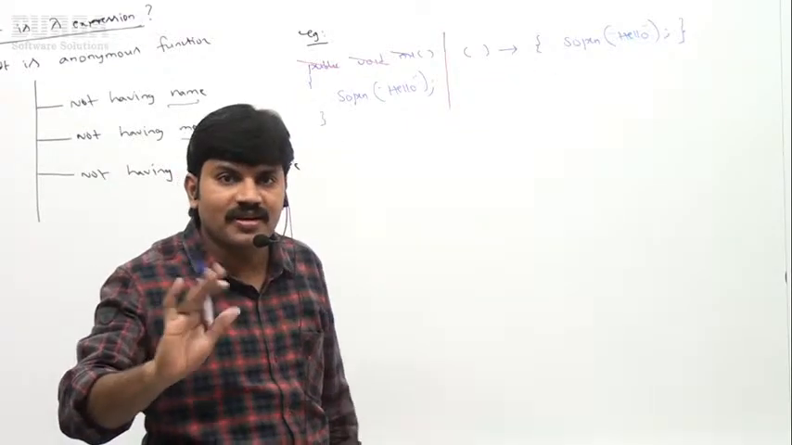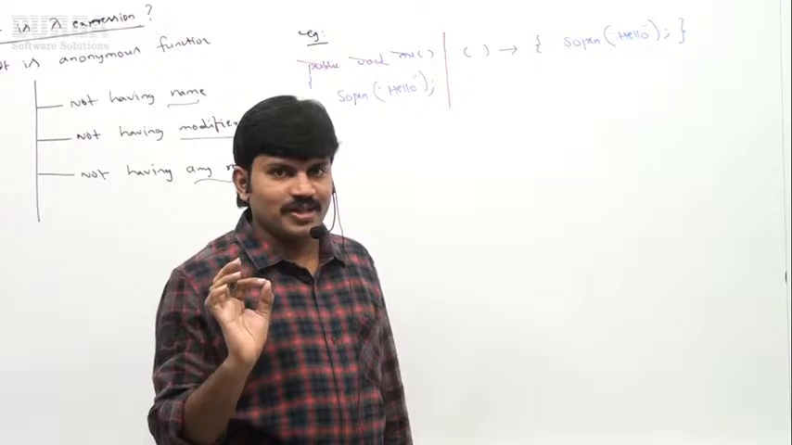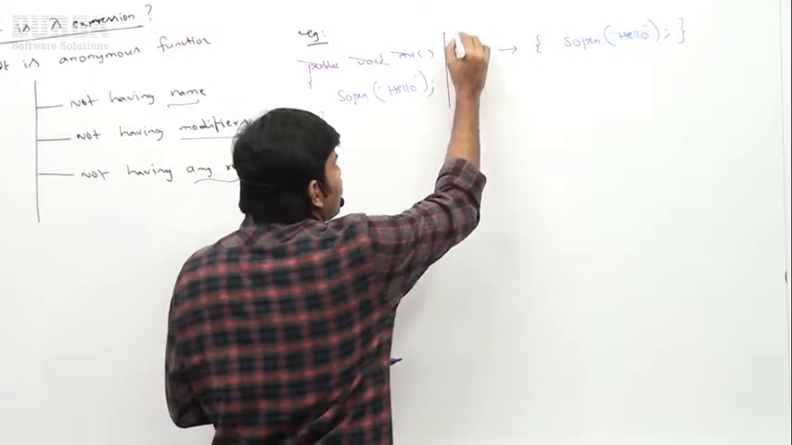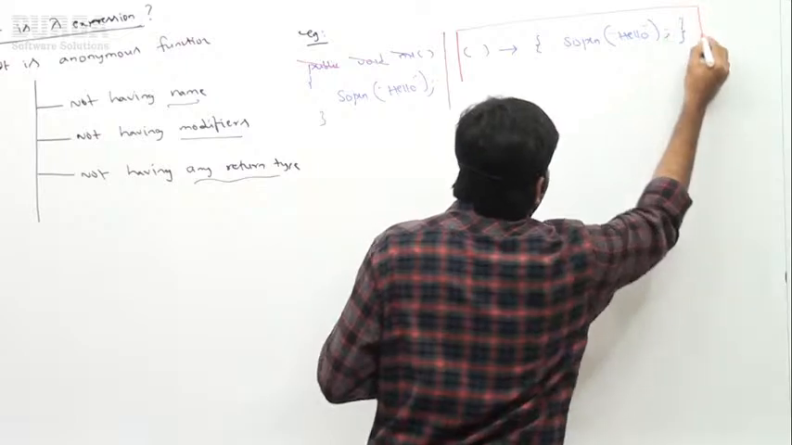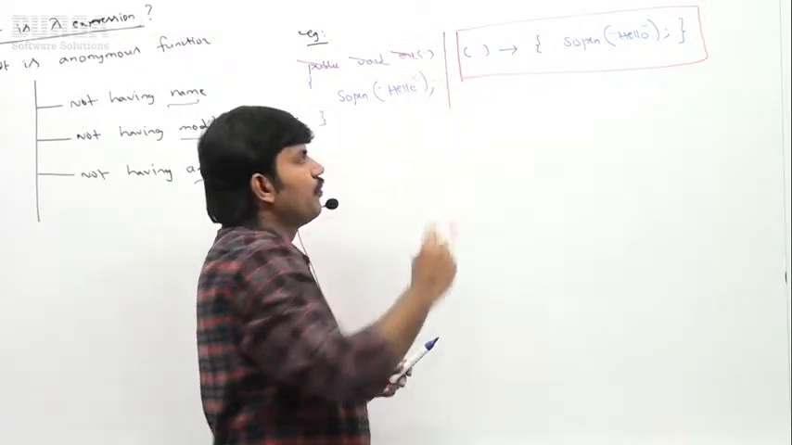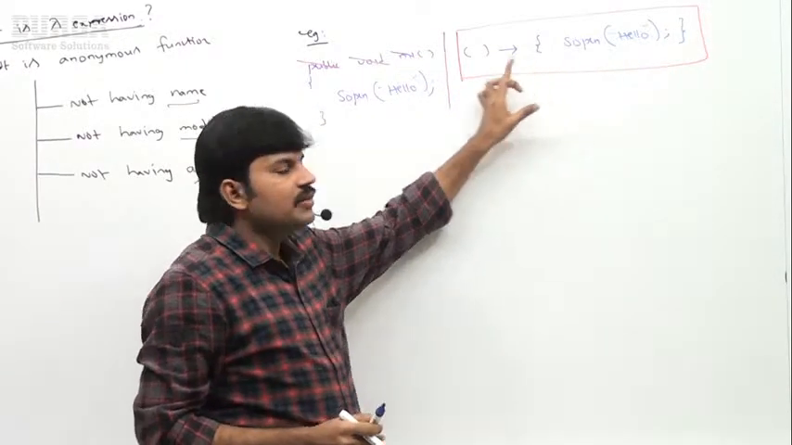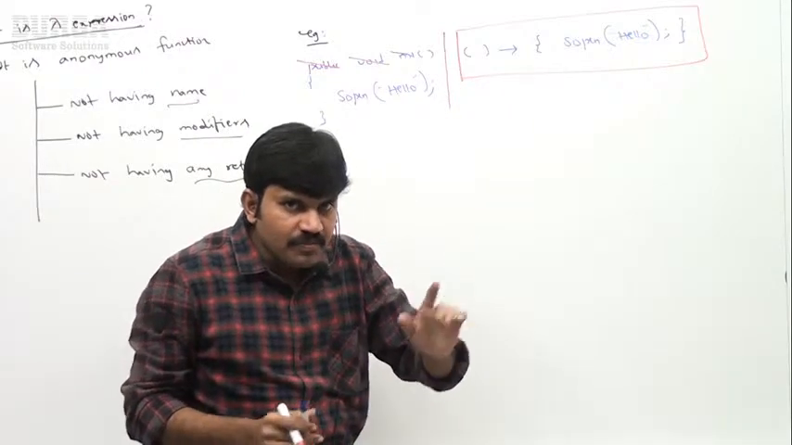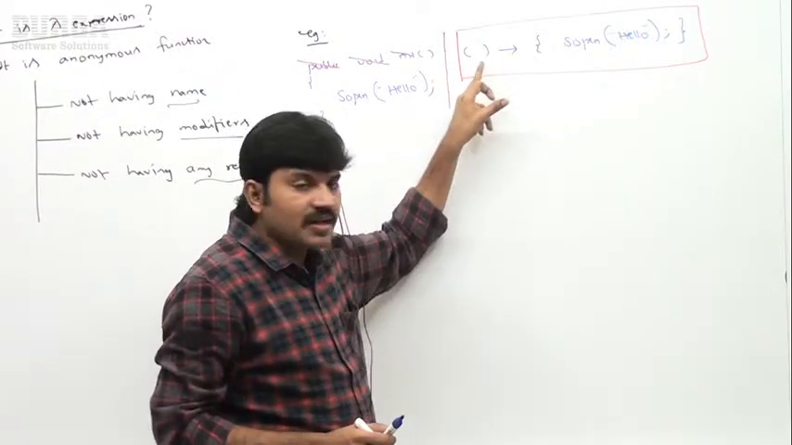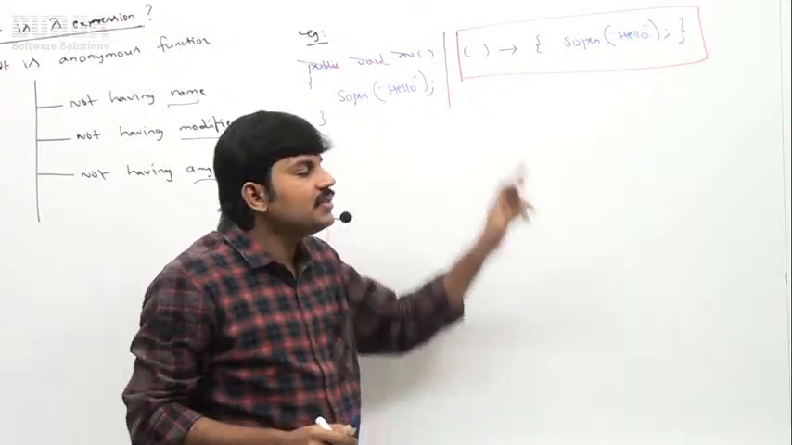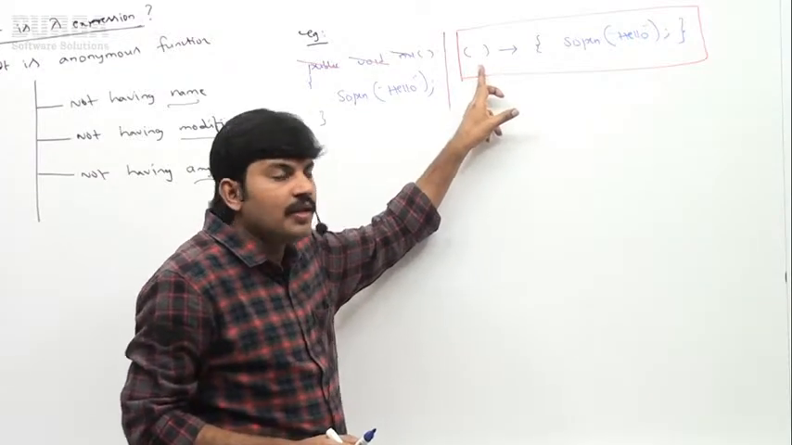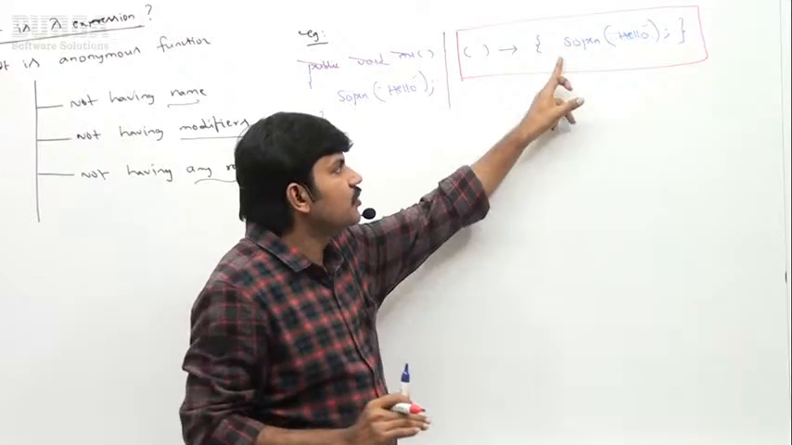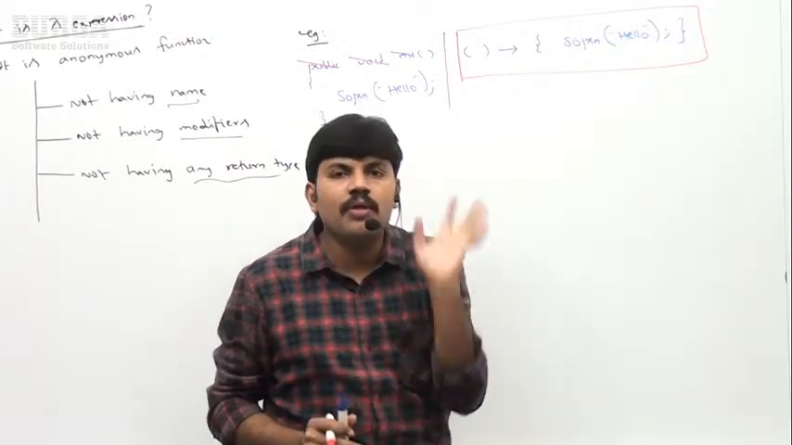Sir, how can you write the first lambda expression? Don't think too much, sir. This itself is the first lambda expression. Make sure you are aware of how to write it. This lambda expression does not have any name, any modifiers, or any return type. It won't take any input, it just prints hello, that's all.